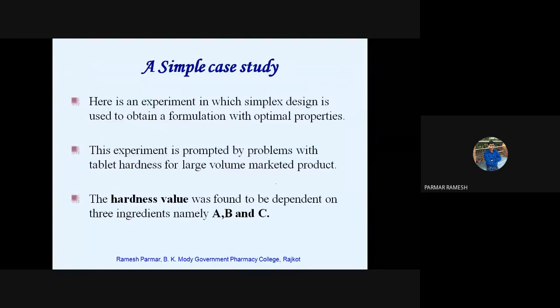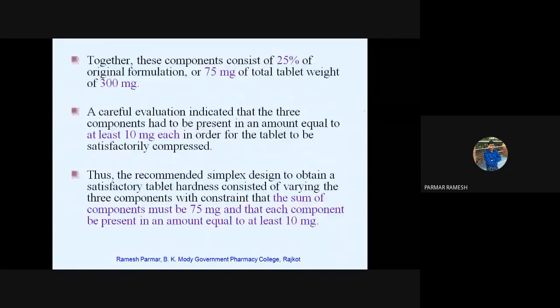Say it's a case study, an experiment in which a simplex design is to be used with optimal properties. The experiment is prompted by problems with tablet hardness for a large volume marketed product, and the hardness value was found to be dependent on 3 ingredients, namely A, B and C. Together these components make up 25% of the original formulation, or 75 milligram. Total tablet weight is 300 milligram, so 25% of 300 milligrams comes to 75 milligram.